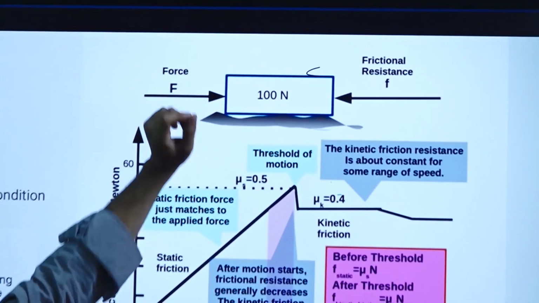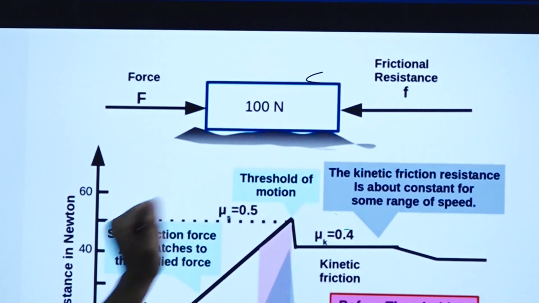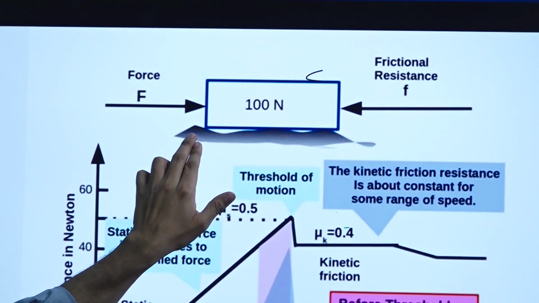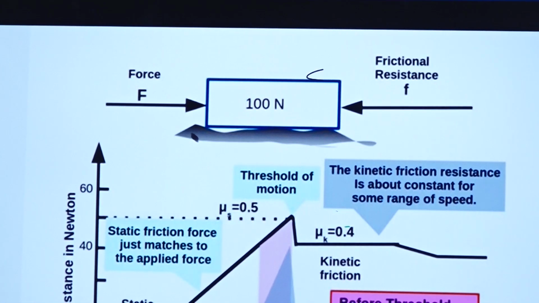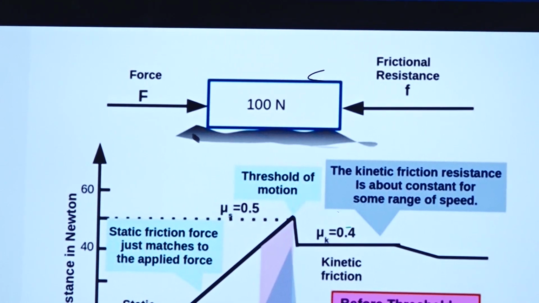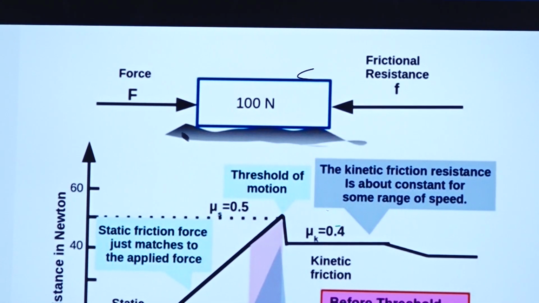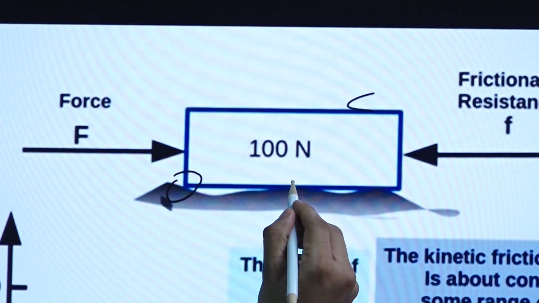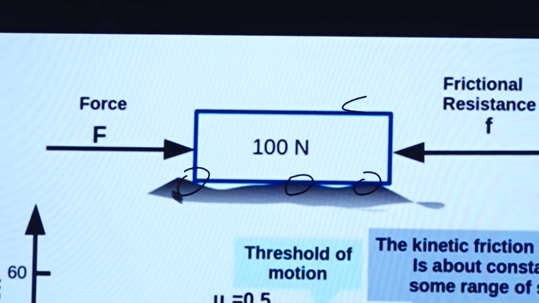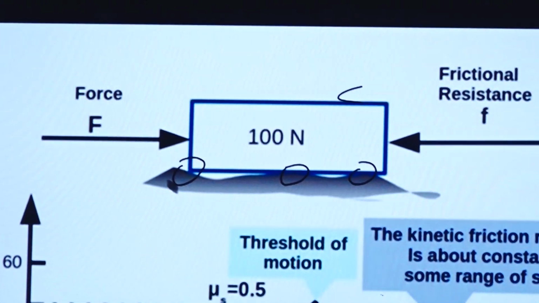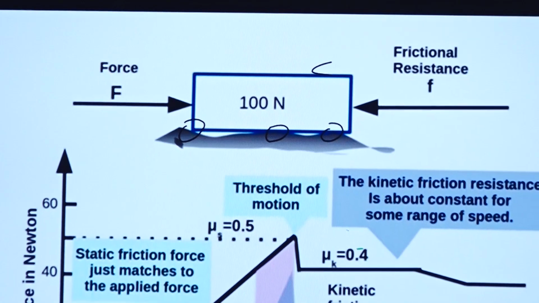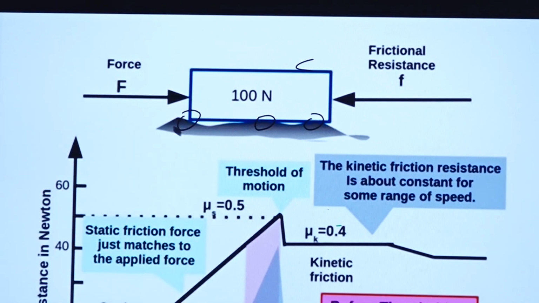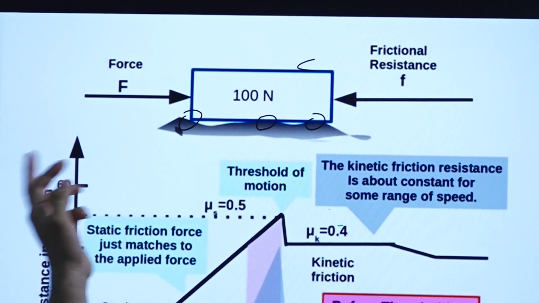So whenever you keep any block over a surface, what happens? Wherever this block is touching the surface, it will make some bonds. Those bonds are temporary in nature, not like a perfect bond, but even then, suppose at this point and at this point, it will make a temporary bond. Because of that temporary bond, it is very tough to move that block in any direction.